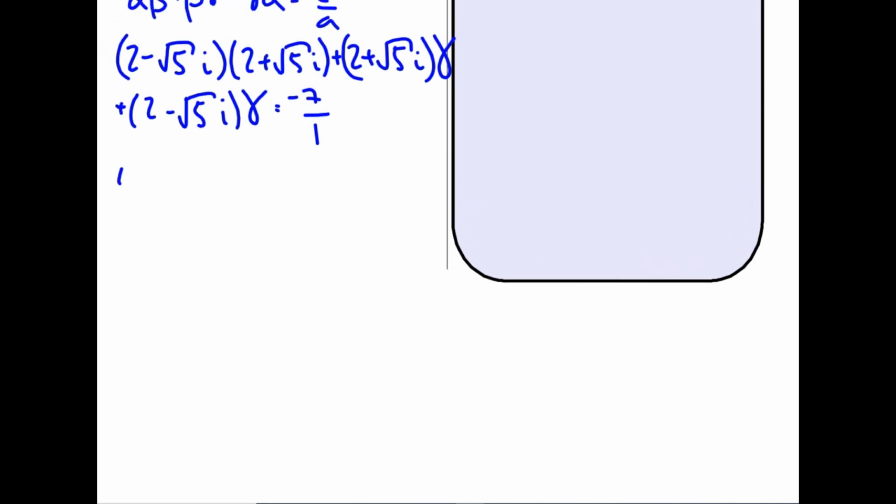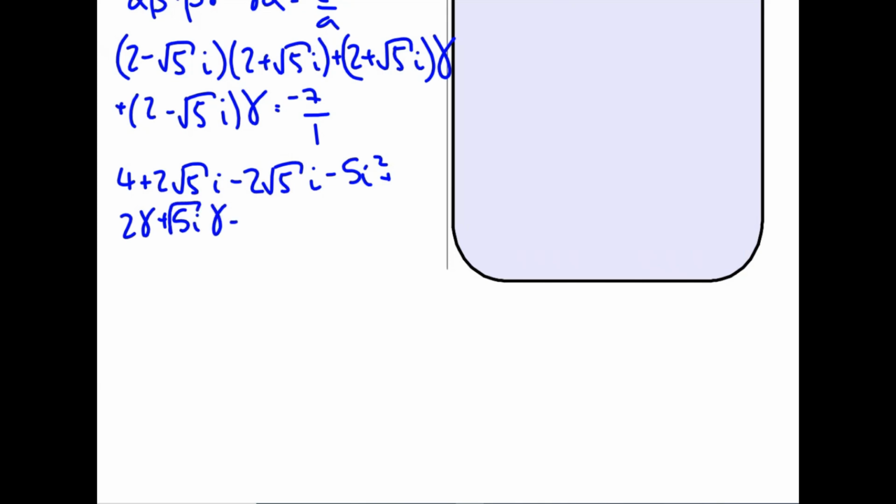So expanding this out gives me 4 plus 2 root 5i minus 2 root 5i and then minus 5i squared. Plus we've got 2 gamma plus root 5i gamma plus 2 gamma minus root 5i gamma. So the roots cancel out. And that's equal to minus 7.